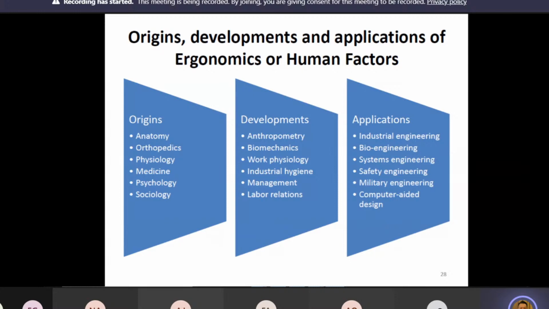Right? So this is where we do have biomechanics, work physiology, natural hygiene, safety and health, and many more. And then when we do have all these areas, this is where engineers, researchers, scientists, the human people, started to come up with many applications to suit all these areas of knowledge, right? So this is where we do have lots of applications that involve industrial engineering, bioengineering, safety engineering, military, CAD and whatnot, because everything rooted or originated from all these origins.